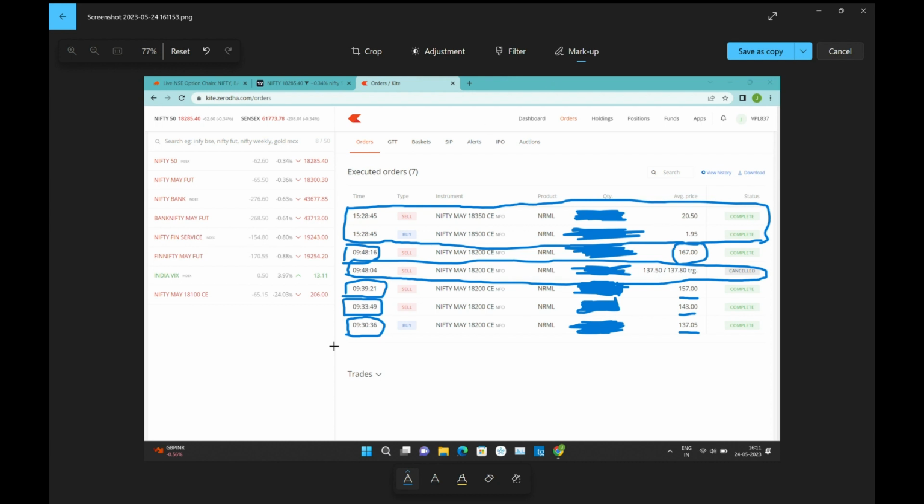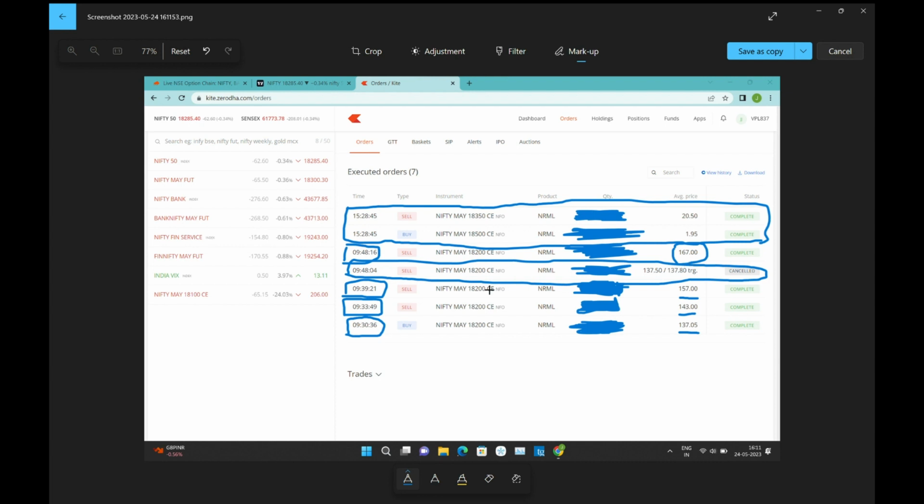Now we will mark the 9:30 candle as entry, and the 9:33, 9:39 and 9:48 candles as exits. I will repeat myself. I exited 20% of the position at 9:33 at a price of 143. I exited another 20% of my position at 9:39 at a price of 157, and I exited the rest 60% of my position at 9:48 at around 167.